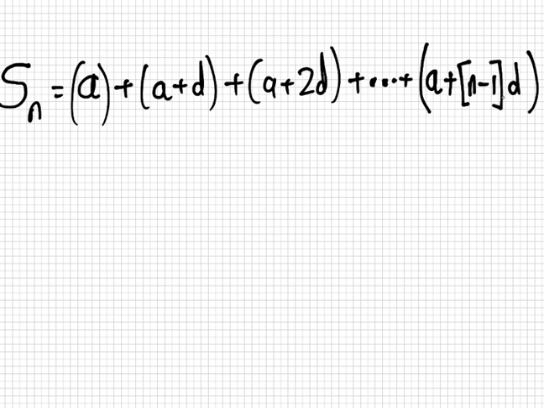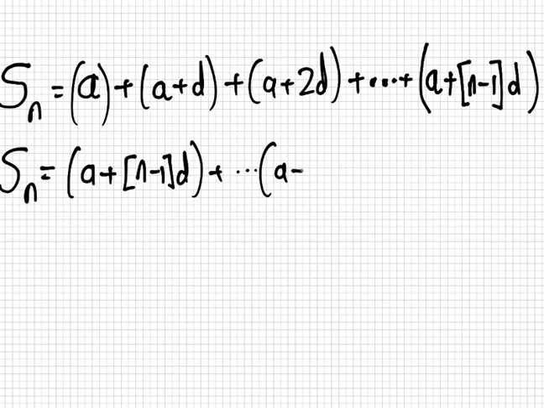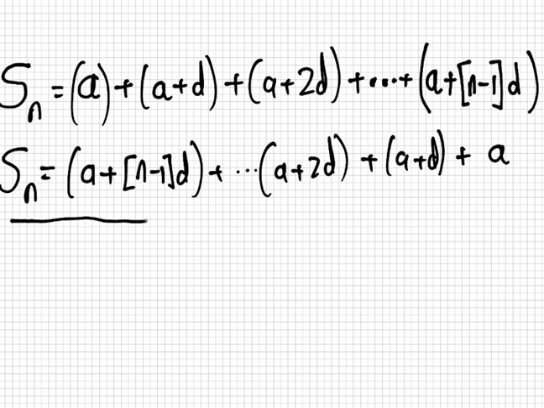Now, the way we get the formula is we write down this series again, except we start from the back. A plus n minus 1 d plus, I'm just writing it out but in reverse order. It does not matter that I write it out backwards because we're adding. It'll be the same number, won't it? X plus y is the same as y plus x. Now, what I do next is I add these equations together. So this will be 2 Sn.